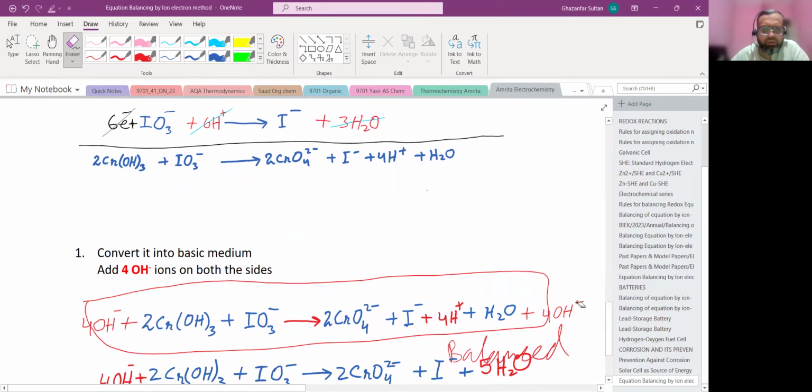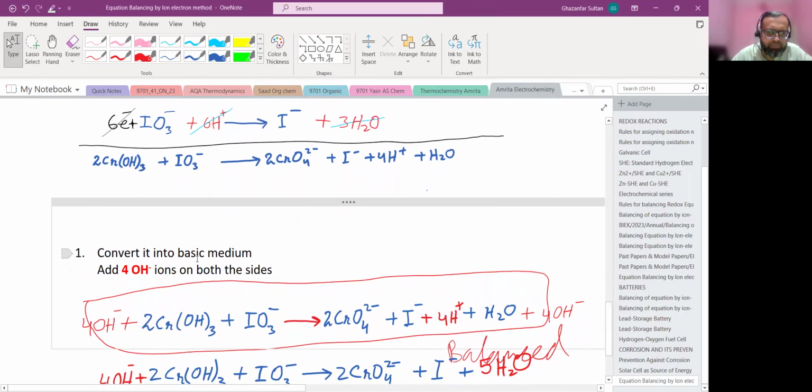So we add 4 hydroxide ions on both the sides when we are going to convert this equation into the basic medium. So this is the 6th step, not the first. It is the 6th step. Okay. So add 4 hydroxide ions on both the sides. See, we have added 4 hydroxide ions on both the sides, 4 hydroxide ions here and 4 hydroxide ions here.